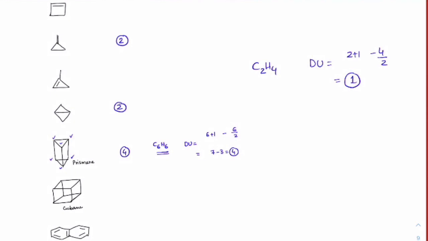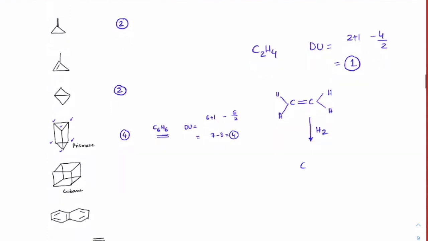If I want to make this molecule into an alkane, C2H4 is nothing but C double bond C with H, H, H and H. To make it into an alkane, what should I do? I will add hydrogen, correct? So basically I have to add two hydrogen atoms so that it can become an alkane. Are you getting it? So one double bond is equivalent to two hydrogens. That is why we are dividing by 2. I hope you understood that.